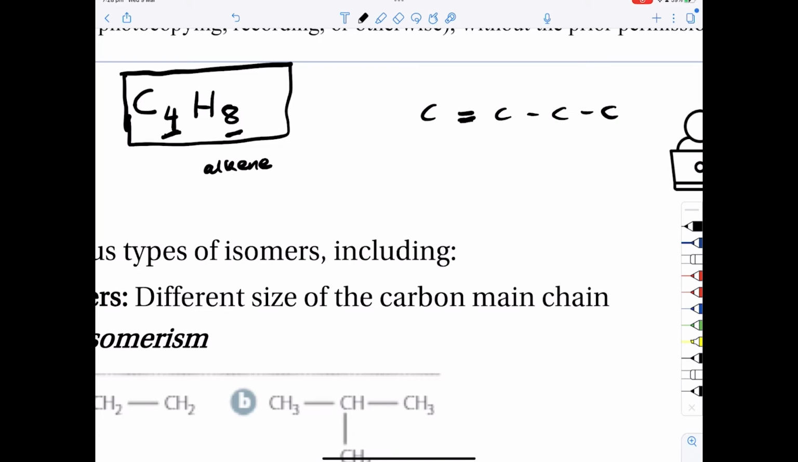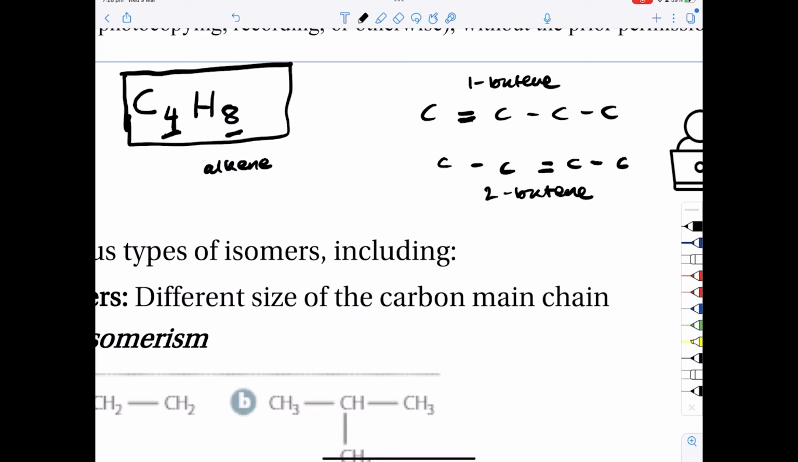What else can we have, Mithilesh? We can have the double bond in the middle. What variants can we have? Double bond in the middle. Good. So you can start naming. So it could be 1-butene. We could have a 2-butene.